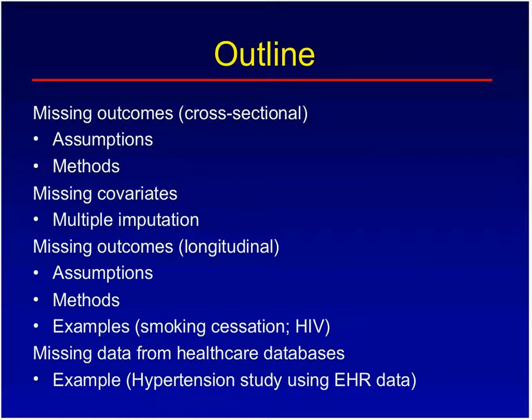I'm going to go through different situations and talk about assumptions and then some methods you might use for each situation. And then, in some places, I'll go through examples. So we'll look at cross-sectional data where you have missing outcomes, and look at missing covariates, and the longitudinal case, focusing mainly on dropouts. I'll discuss a little bit about some examples of missing data in healthcare databases, such as claims or EHR data, and give an example there.